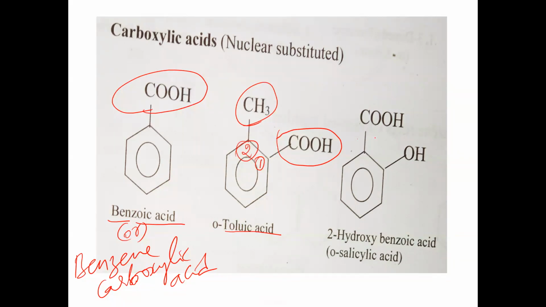Next, here you see the COOH group is there and the hydroxy group is there. Between COOH and hydroxy, which is the priority group? COOH is the priority functional group, that is the senior functional group. OH is less priority.